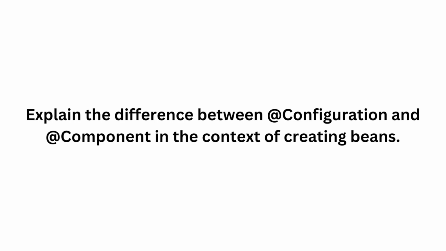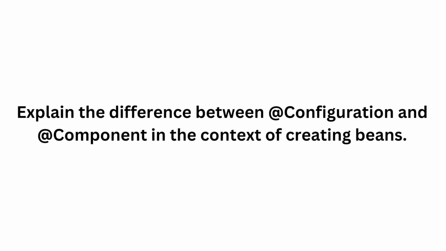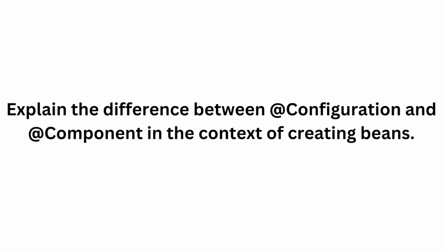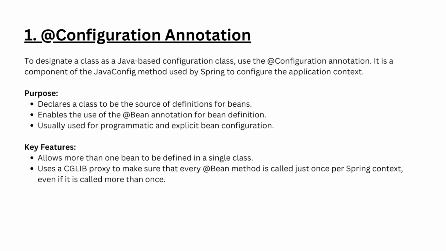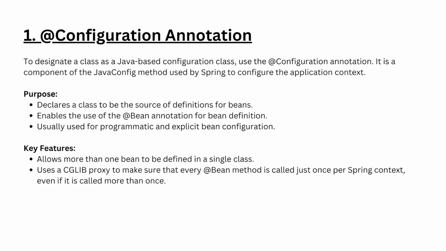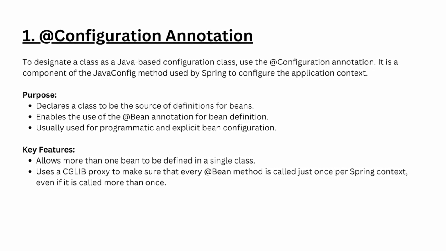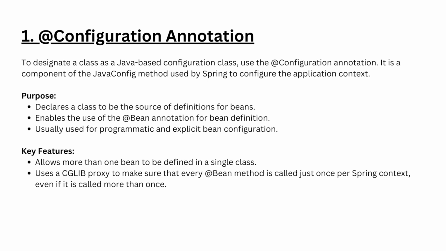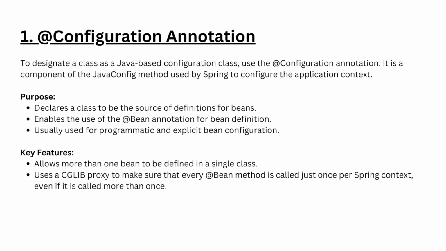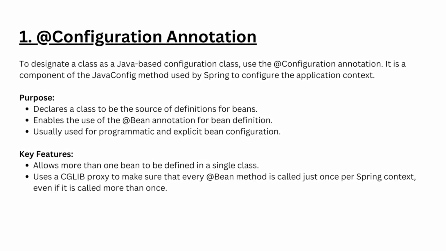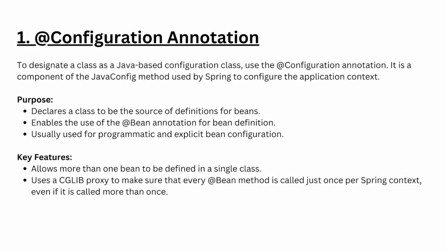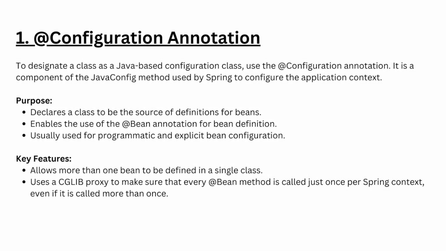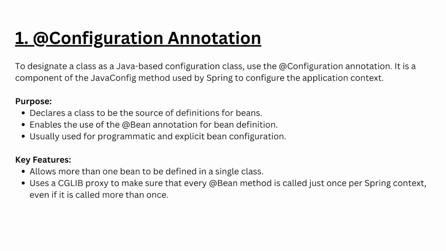Now let's move on to the next question. Explain the difference between configuration and component in the context of creating beans. So the configuration annotation is used to define a class as a Java based configuration class, that's in the name, and it is part of Spring Java config approach for configuring the application context. So the purpose of the configuration annotation is to declare a class as a source of bean definition, and this allows defining beans using the bean annotation.